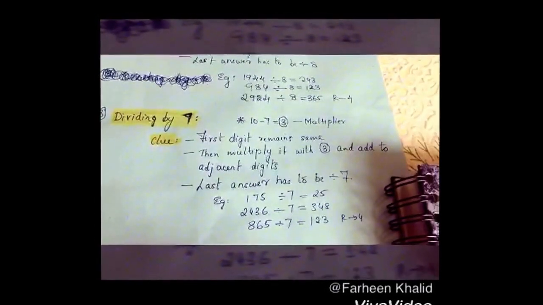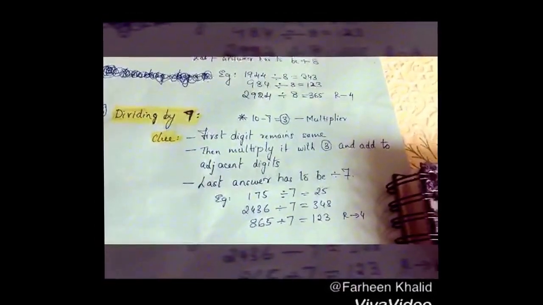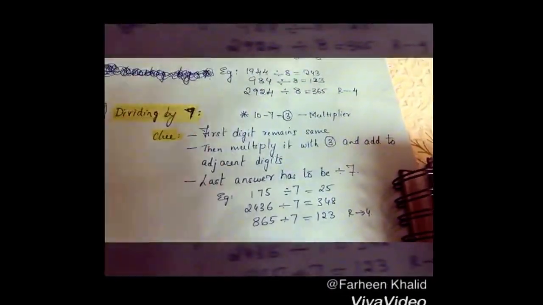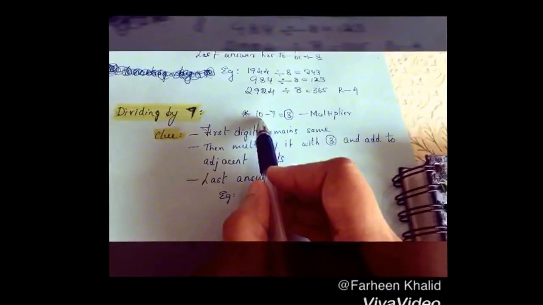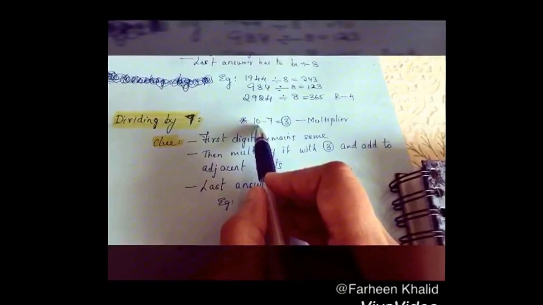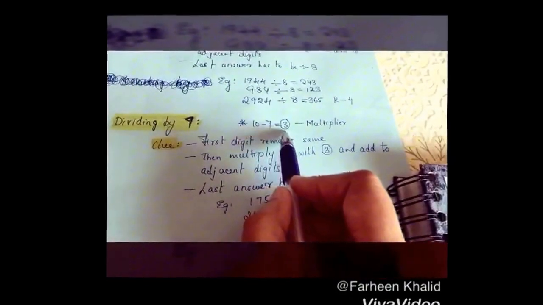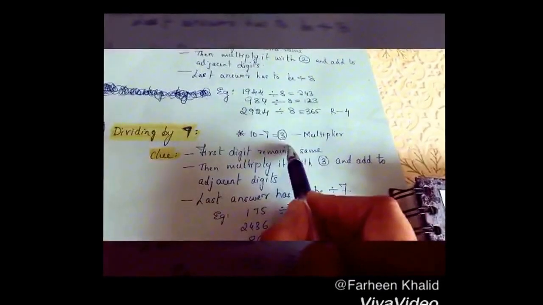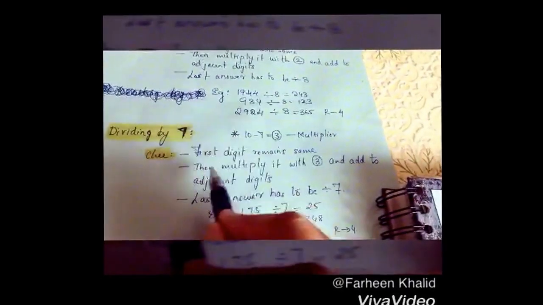Okay, so now in a similar fashion, we do the division by 7. Okay, so in case of division by 7, like in 8, you found out what is the multiplier by subtracting it from the base number. That's what we do here. You take the base number 10, you subtract it with 7, you get 3 as your multiplier. So remember always that when you're dividing by 7, your multiplier is 3, and you follow the same steps like before.